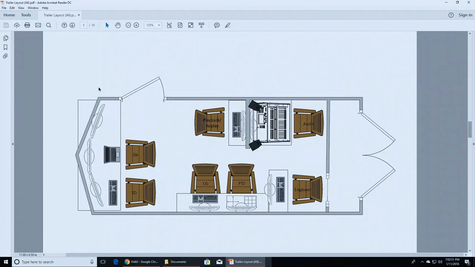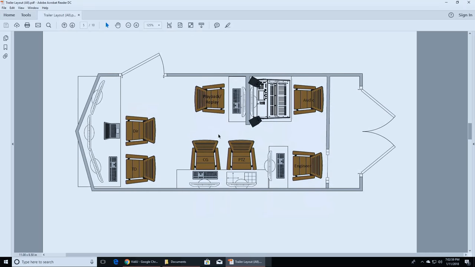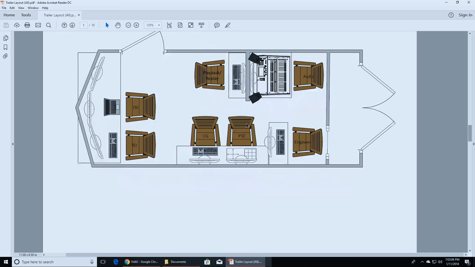So in the next design, I incorporated the V nose. Other than that, this was pretty similar to the previous design, basically just adding the V nose onto that one.